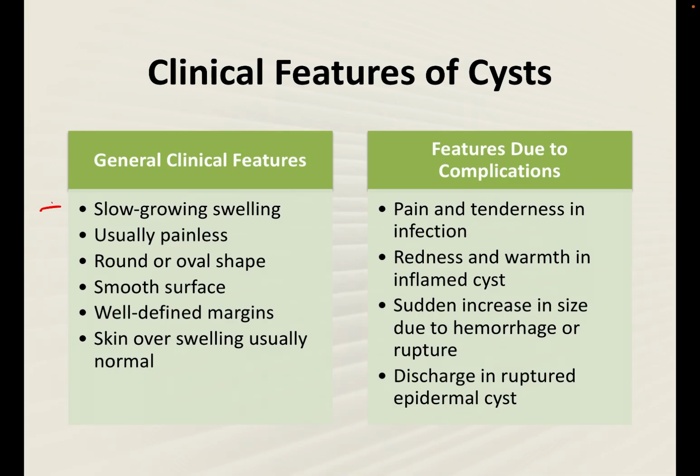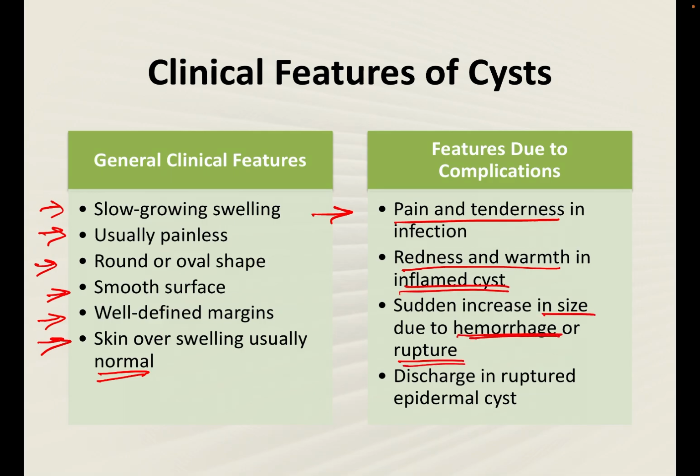or cystic hygroma. Usually it will be a slow growing swelling, painless, round or oval in shape with a smooth surface and well-defined margins, and the skin over the swelling is normal. But if there is any complication, there will be pain and tenderness associated with it, redness and warmth in the inflamed cyst, sudden increase in size due to hemorrhage or rupture, and discharge in rupture.